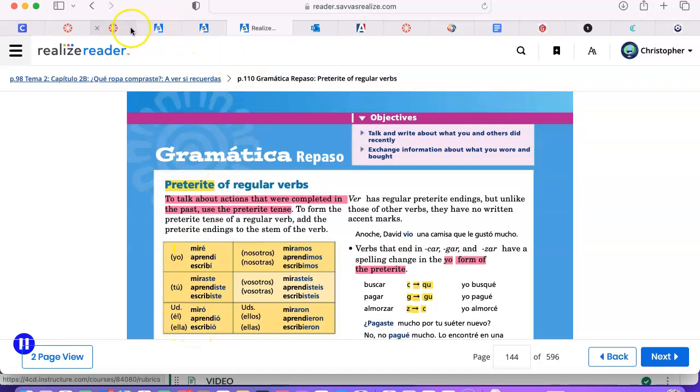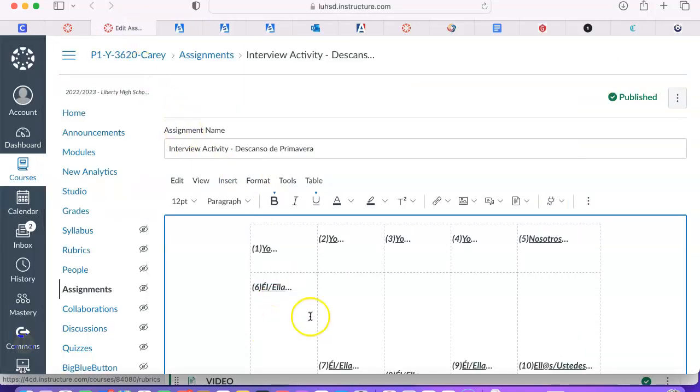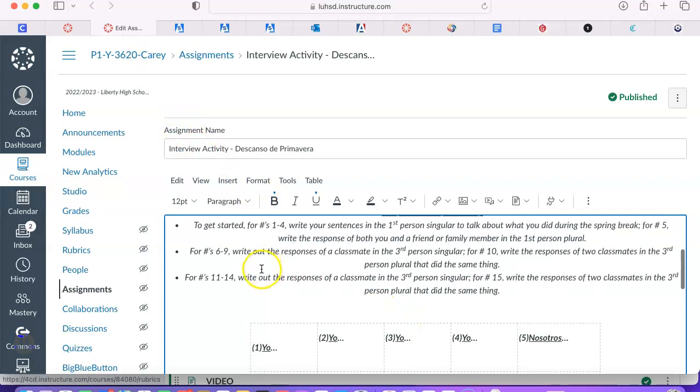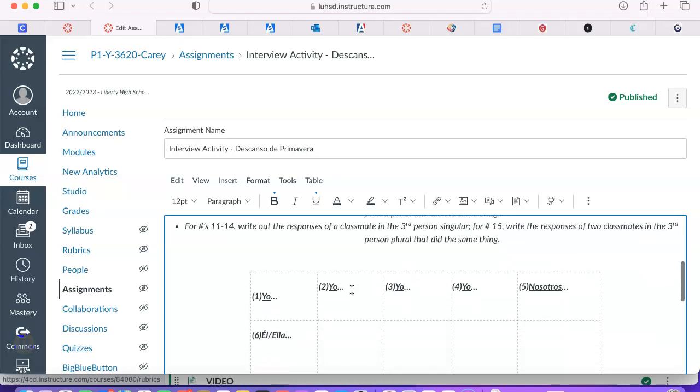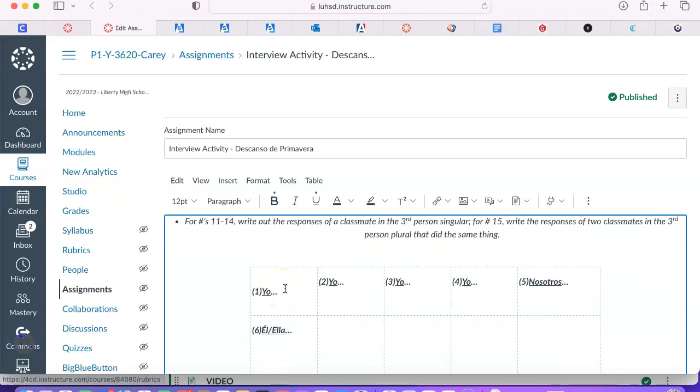So that's what you're going to do for boxes 6 through 9, 11 through 14. You're going to take the responses of each of the people that you speak to, just one person per box, write the name of the person in the box, and then transcribe what they say. Change it from the yo form to the él, ella, usted form.